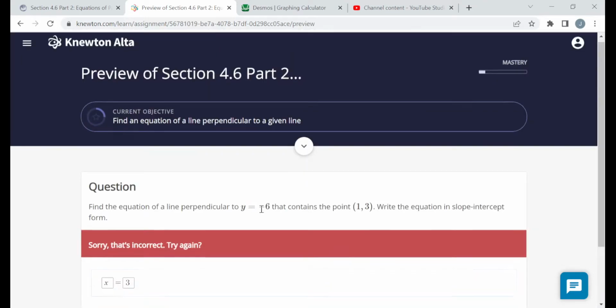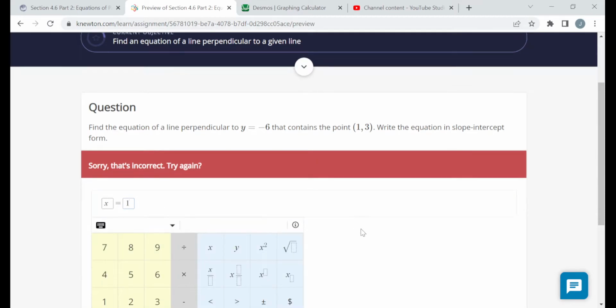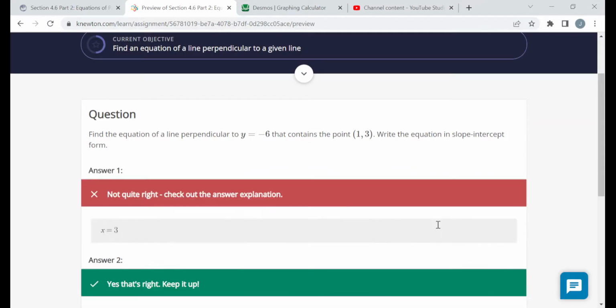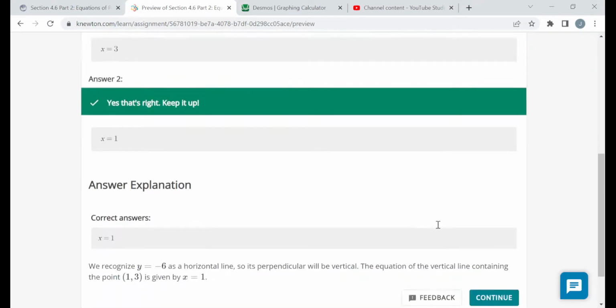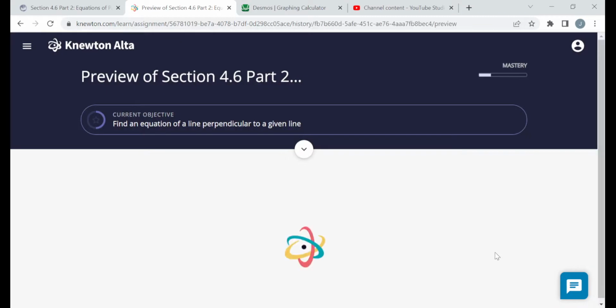No, I put x equals 3. I meant x equals 1. Oops, don't rush. But they give me another shot, so hooray. Yeah, I put x equals 3 for some reason. I wrote x equals 1, I said x equals 1, but I typed x equals 3. Just don't rush. Check your answers. The nice thing is sometimes they give you another shot, so that's good. All right. Sorry about that.